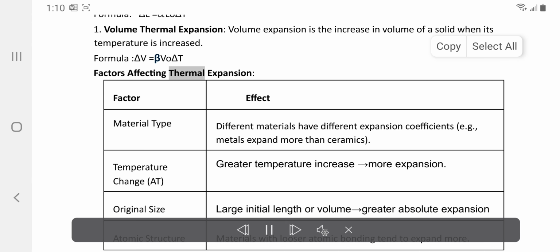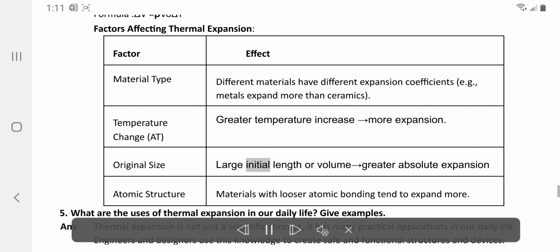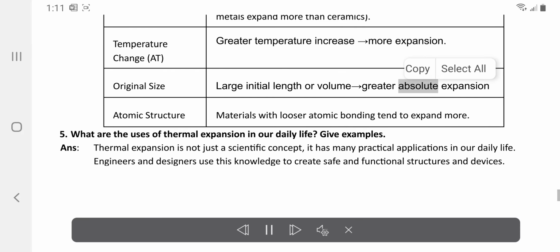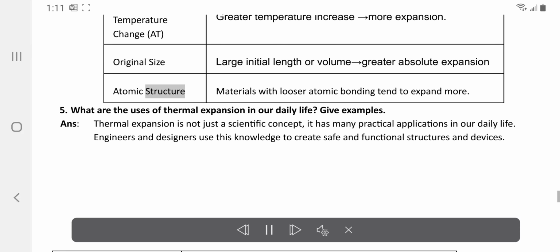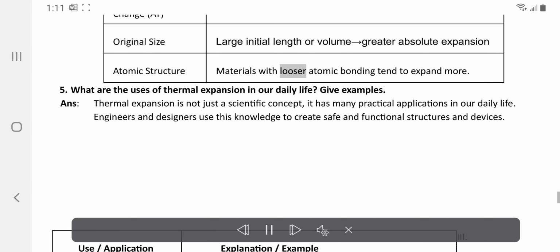Factors affecting thermal expansion. Material type: different materials have different expansion coefficients, e.g., metals expand more than ceramics. Temperature change: a greater temperature increase gives more expansion. Original size: a larger initial length or volume gives greater absolute expansion. Atomic structure: materials with looser atomic bonding tend to expand more.